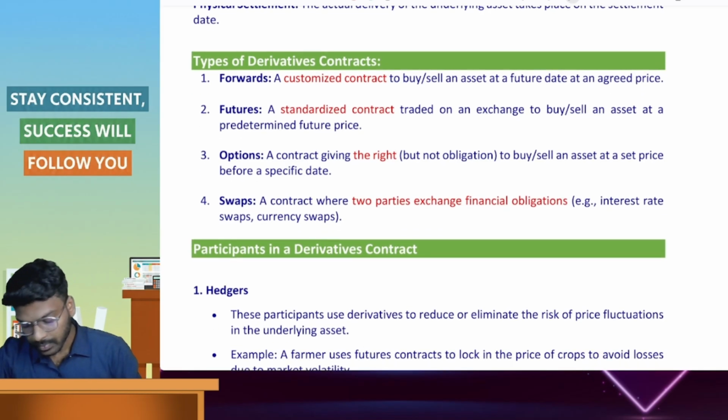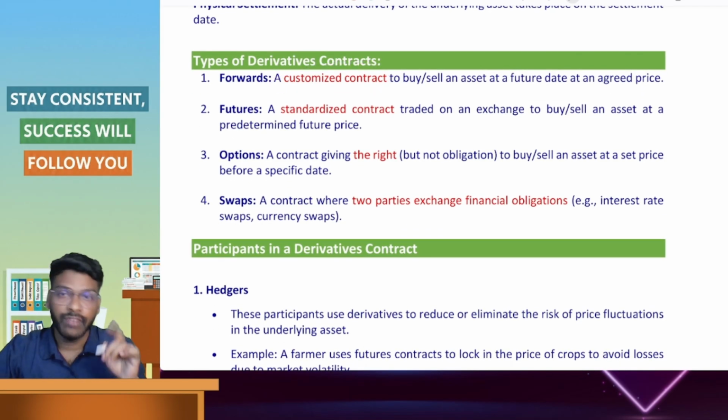Next, it is customized. In the case of a forward contract, both parties will enter into the contract on a face-to-face basis.